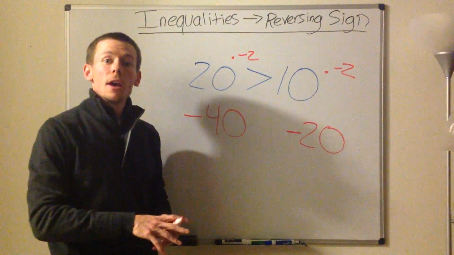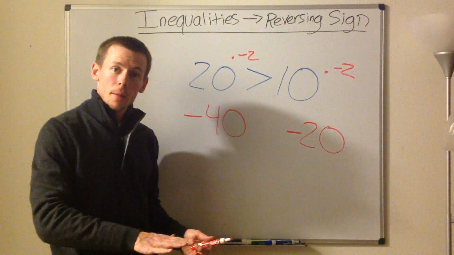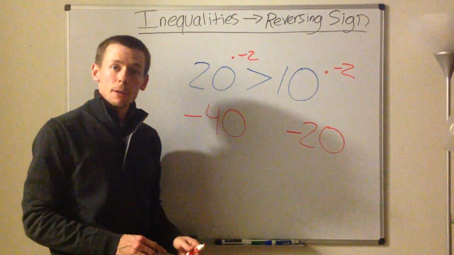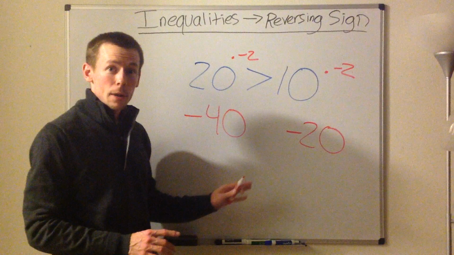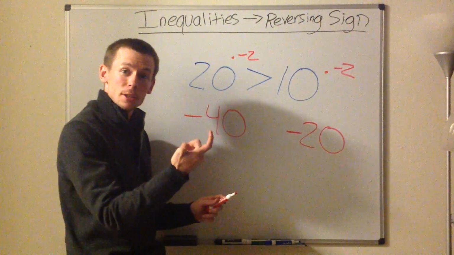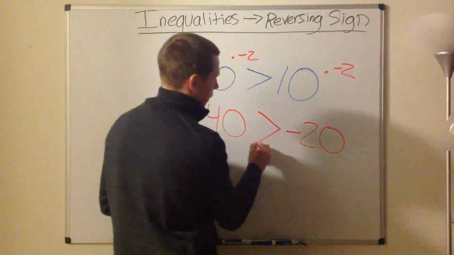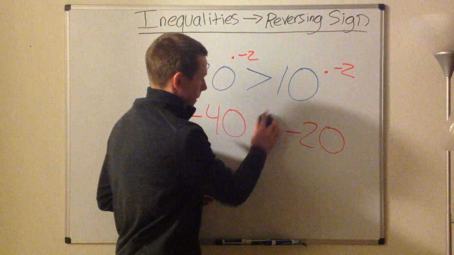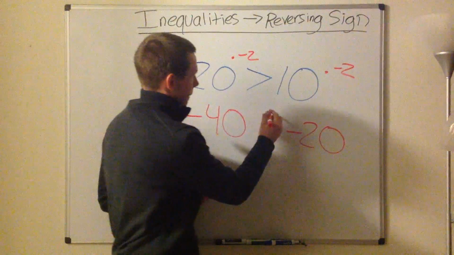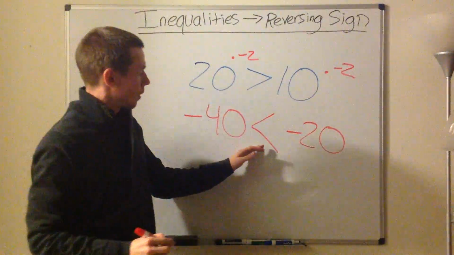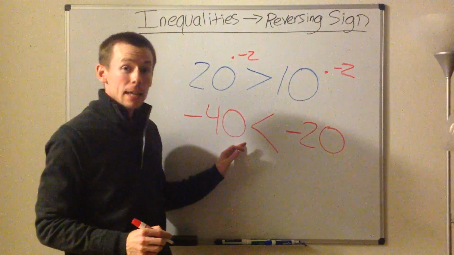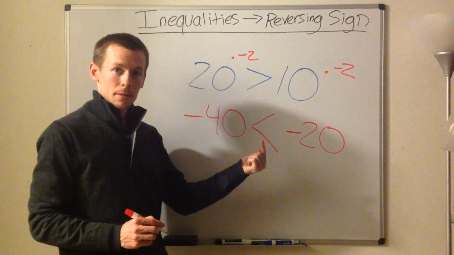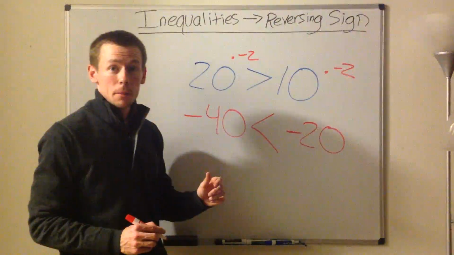Or same thing with sea level. If you're 40 feet below sea level, then you're farther down than you would be if you were 20 feet below sea level. So to maintain this, what we actually have to do now is flip the sign in the other direction, because now, negative 40 is less than negative 20. So we had to switch the sign, right, when we multiplied by a negative number on both sides.